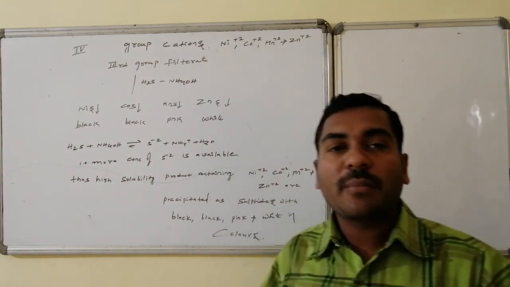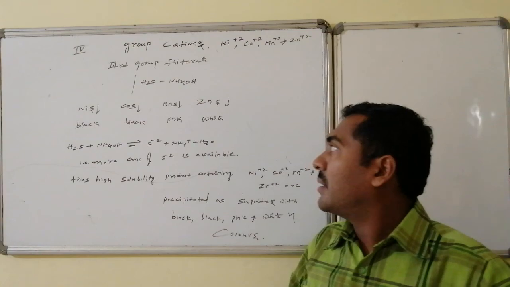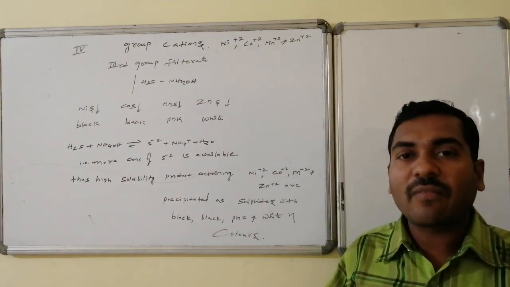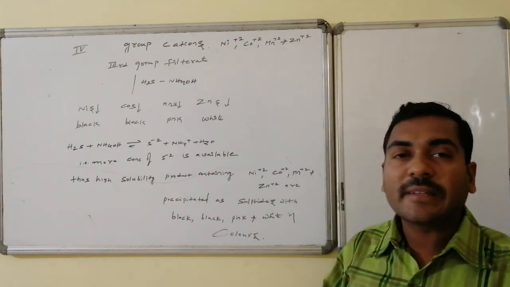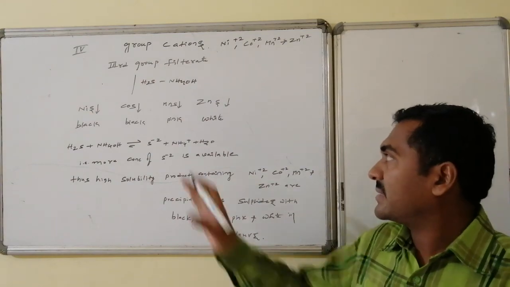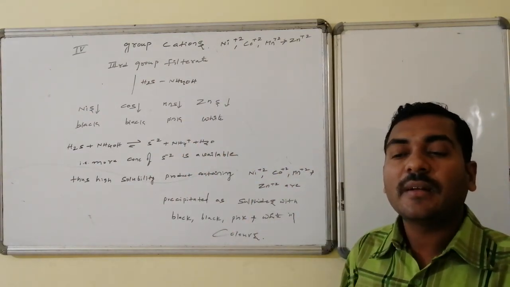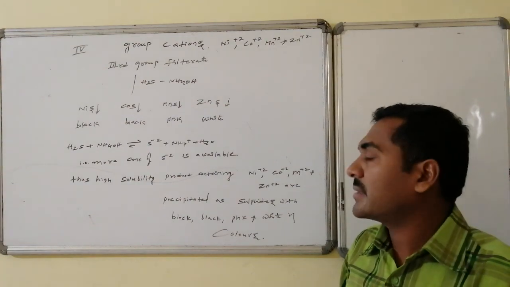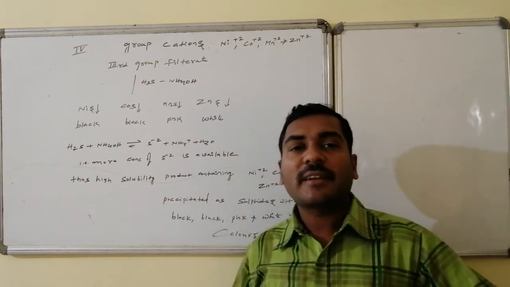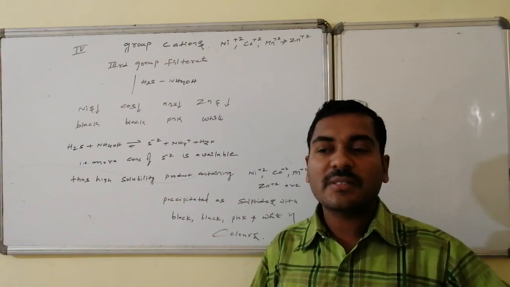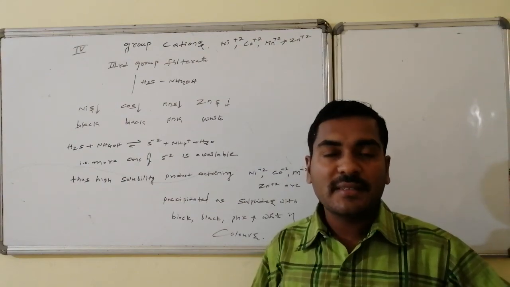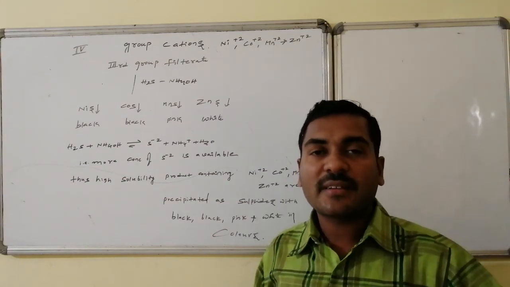Similarly, cobalt in the form of cobalt sulfide, a black precipitate. Manganese in the form of manganese sulfide, a pink precipitate. Zinc in the form of zinc sulfide, a white precipitate. Here, ammonium hydroxide enhances the degree of dissociation of hydrogen sulfide. As a result, a larger amount of sulfide ion concentration is available.